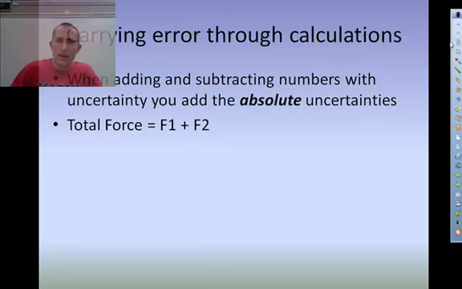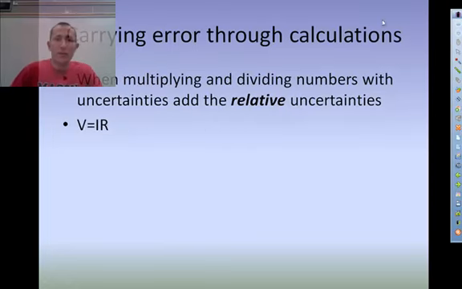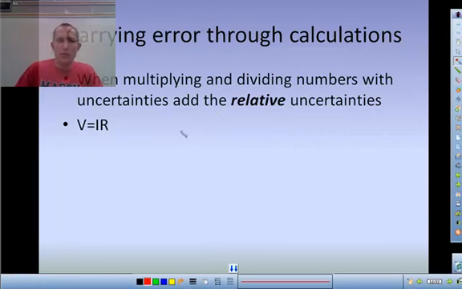Now if we are multiplying or dividing, on the other hand, it's a little bit more complicated, only in that we have to find the relative uncertainties, the percents, basically. So if we use the equation V equals IR, just for a sample, this is voltage equals current times resistance. We're going to take a couple measurements.